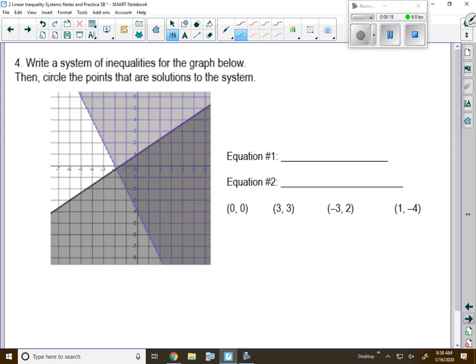All right, number 4. Write a system of inequalities. Then circle the points that are in the solution to the system. All right, so I'm going to make that dotted line. It's kind of hard to see that it's dotted. Does it show up dotted on yellow paper? Yeah, it does. Okay, we'll label that A. Our solid line will be B.